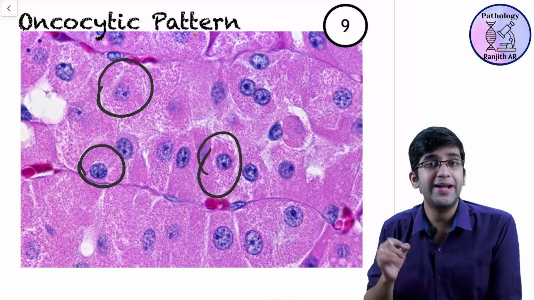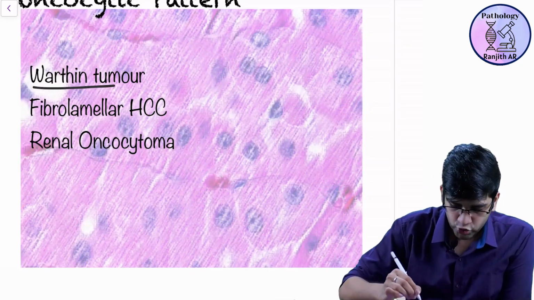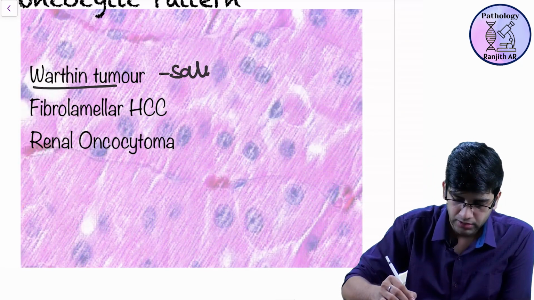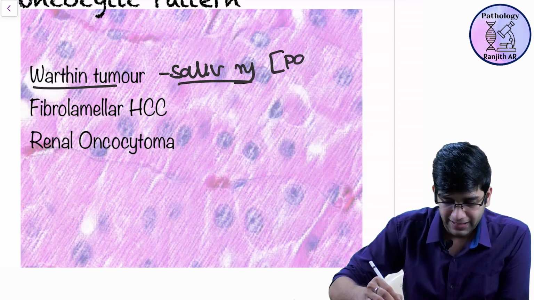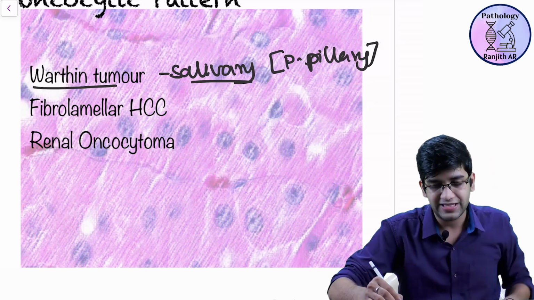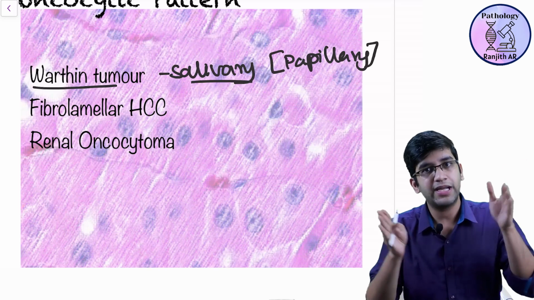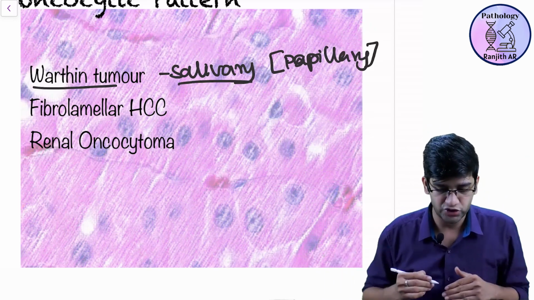Okay? So where do I see oncocytic pattern? Oncocytic pattern will be seen in Warthin tumor of salivary gland. I'm just writing in brackets, Warthin will have papillary pattern as well as oncocytic, so don't get confused. Actually, Warthin has papillae lined by oncocytic cells. That's how Warthin looks, right? Papillae lined by oncocytic cells.